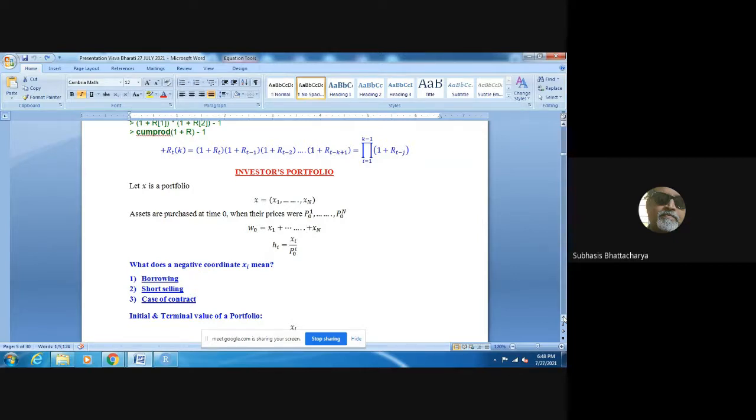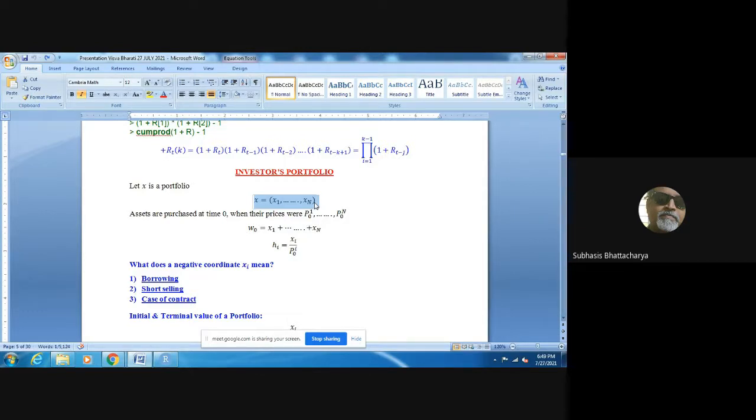Let X be a portfolio, that is, suppose he has n assets, then x1, x2, and xn. And these are the amounts, that is, xi is the amount of money invested in the ith asset. That means how much money I invested in each. Suppose I have 1 lakh of rupees and my portfolio is 1 lakh of rupees. So what amount of money is in particular assets? But sometimes we can express it in a different way.